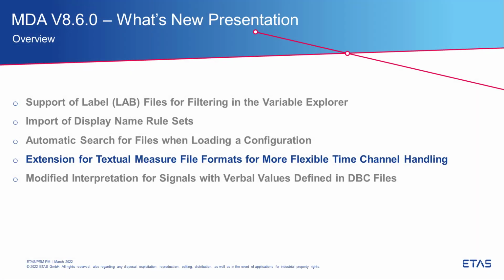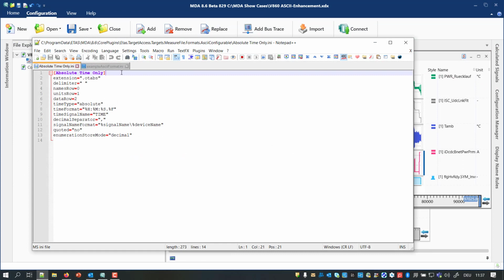Already since the former version of MDA 8, textual measure files with absolute date and time channels were supported. As a small enhancement of MDA 8.6, now even a pure time channel in an absolute time format can be defined. This means without the date information.